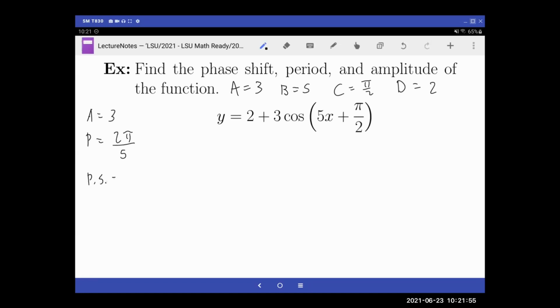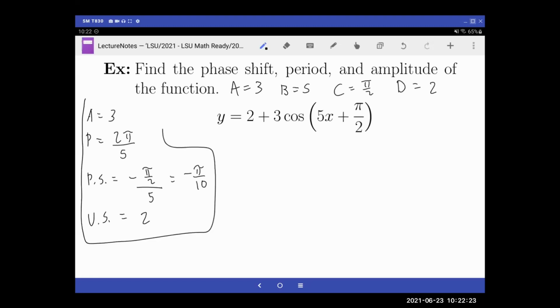The phase shift, negative c over b. Okay, well, when you divide a fraction by a whole number or an integer, you just multiply the two denominators. So that would be negative pi over 10. And this one has a vertical shift, so we'll write that one down as well, which would be a positive 2. We shifted the graph up 2. Okay, so it's just plugging these numbers into formulas. They're really not that difficult to do.